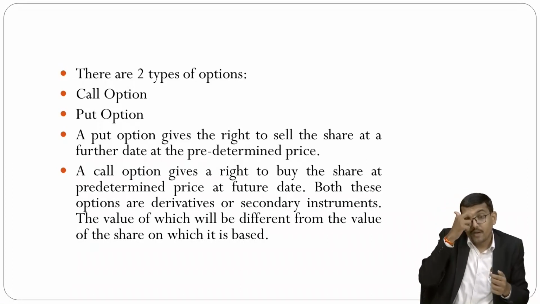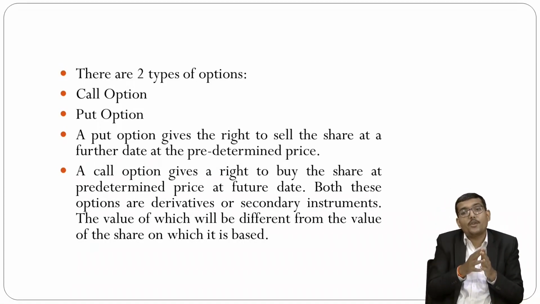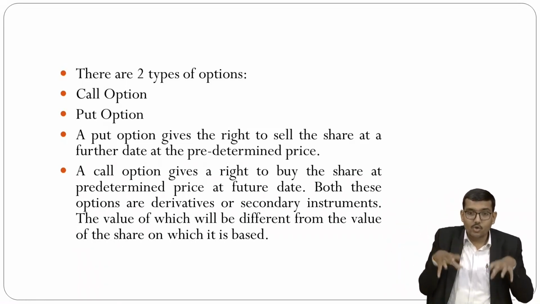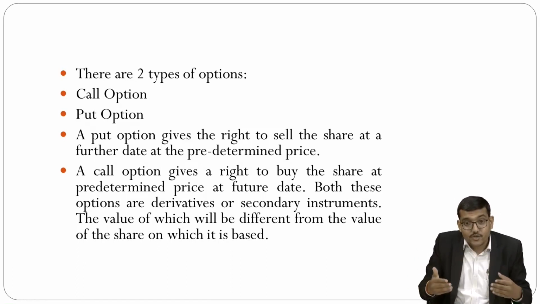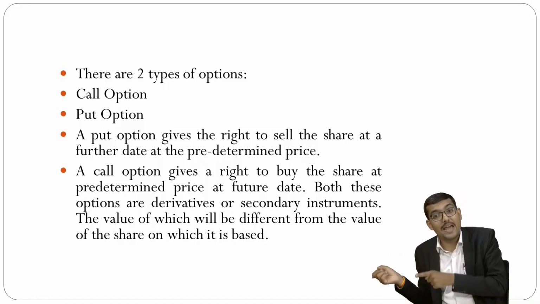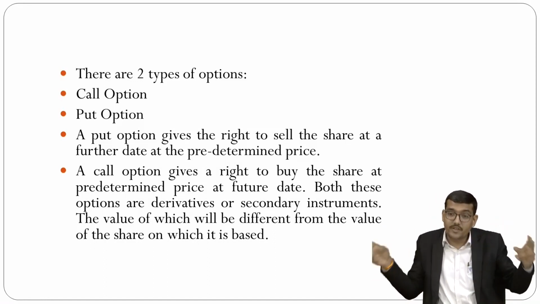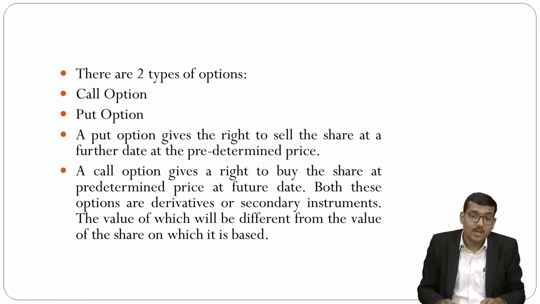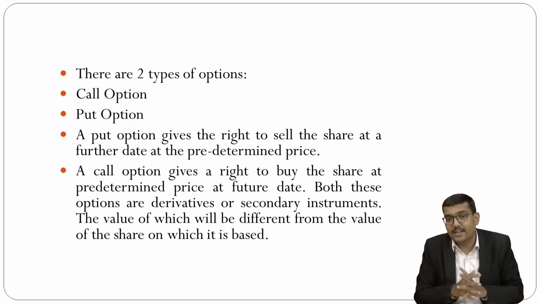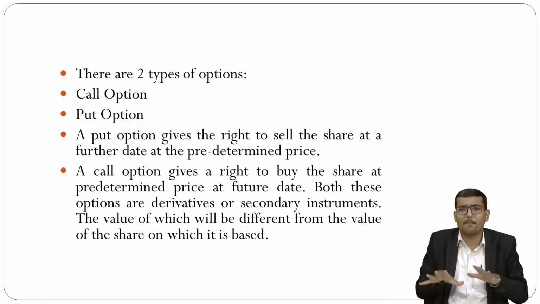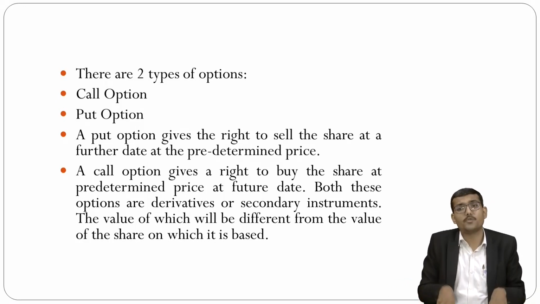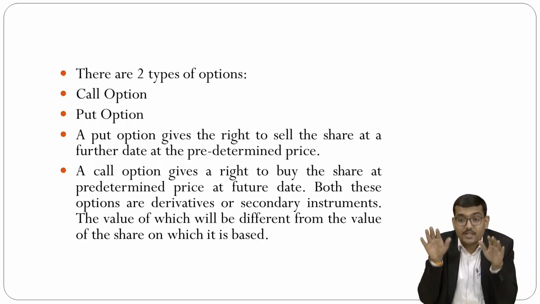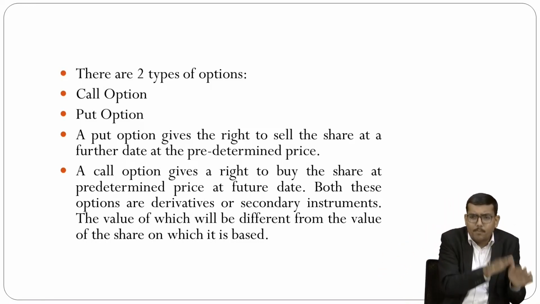There is a very big and a very simple meaning of the put option and the call option. In a put option, you have a right to sell at a predetermined price. And in a call option, you have a right to buy that particular share at a predetermined price at a future date, which is treated as a different type of option, that is call option and put option. Both of these options are derivatives or secondary instruments. These are not primary instruments. Firstly, they give the options with respect to the particular contract. These are the two types of options, that is a call option and put option.